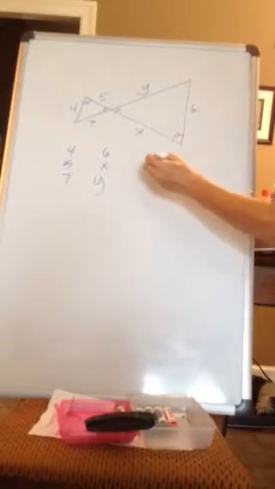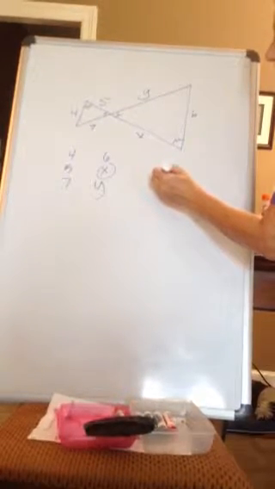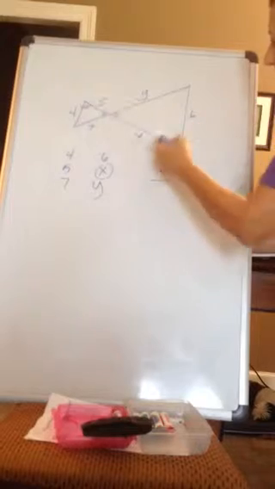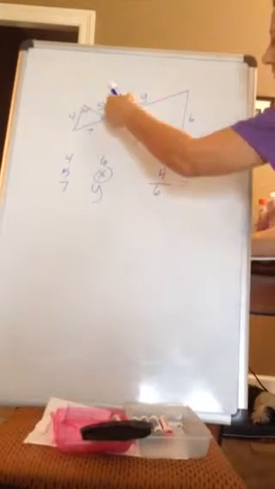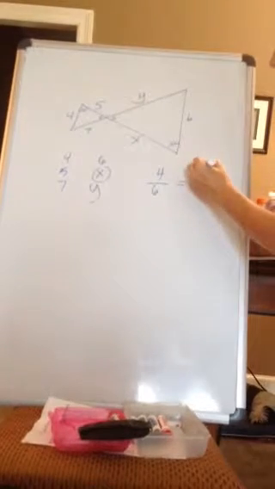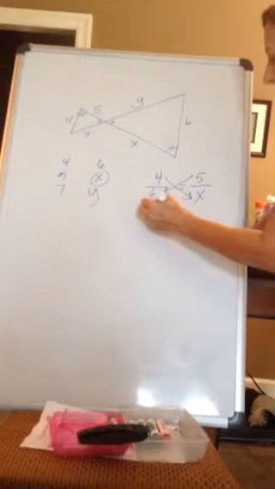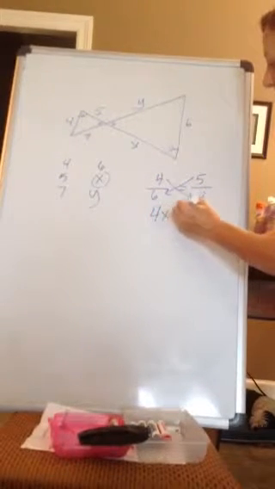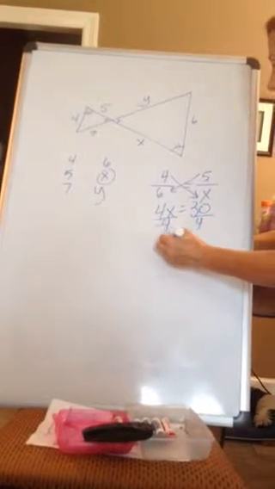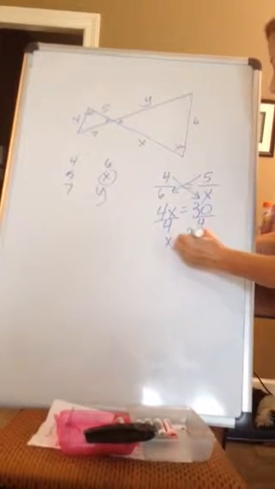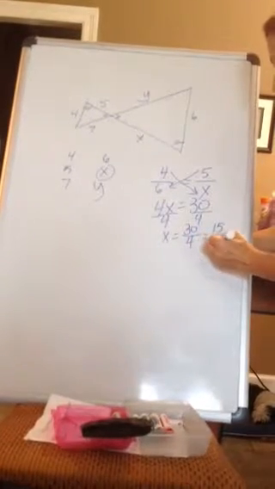So we can calculate x by saying 4 on this side is to 6 on this side as 5 on this side is to x, and we can cross multiply. And we have 4x is 30. Divide by 4, and x is 30 over 4, which can be reduced to 15 halves.